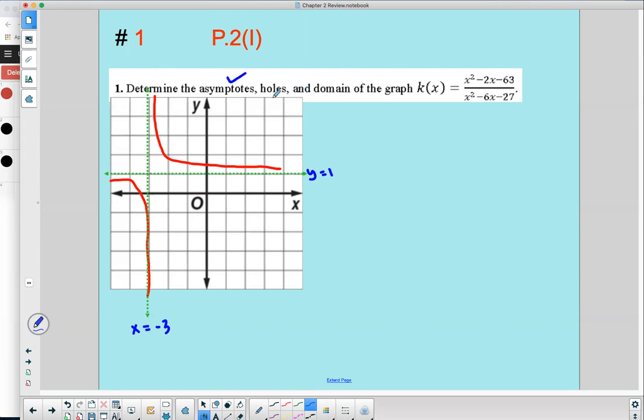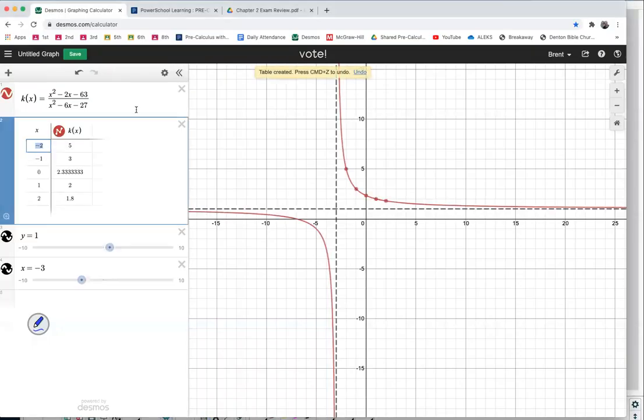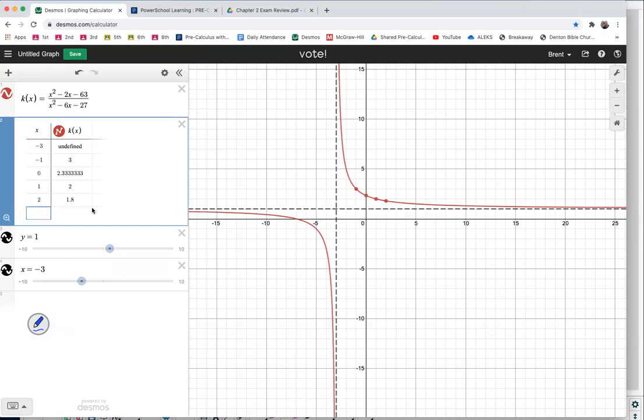To look for holes, if you're going to look for holes using technology, this is where Vanessa said we need to x factor, because algebraically you'd find this from x factoring, which I'll do in a second. But a hole will show up if you look at the table. You look for undefined values. So the x value of -3 is undefined, but that's the vertical asymptote. There's going to be another one in here.